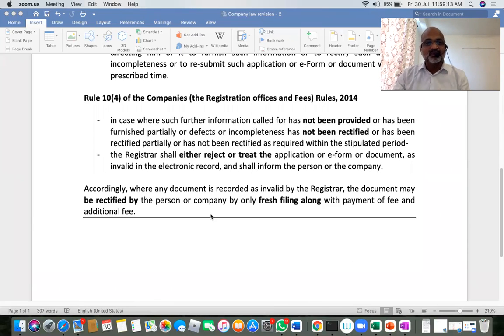My last conclusion: where any document is recorded as invalid, if you want to make it good, being a company, the document may be rectified by the company only by fresh filing along with the additional fee, whatever is required. That also you have to give. So what is the solution? You can't say, okay, the ROC rejected, the ROC has turned down the application as invalid, there ends the matter. No. What is the next solution for you? That solution also you have to give.